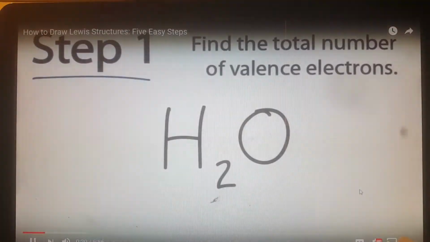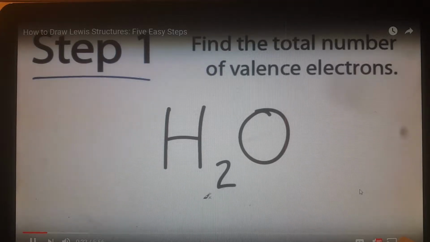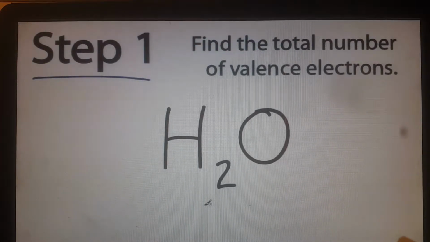Let's try one. We'll use the periodic table to figure out how many valence electrons each element has. Hydrogen is in group 1 on the periodic table, so it has 1 valence electron, but the subscript tells us that we have 2 hydrogens. So we'll need to multiply that by 2.